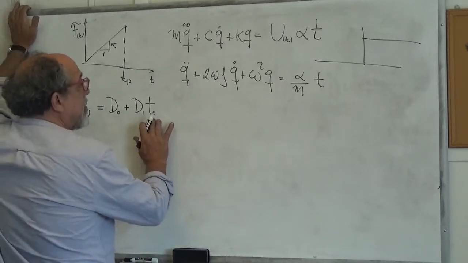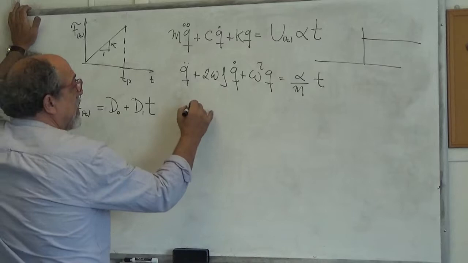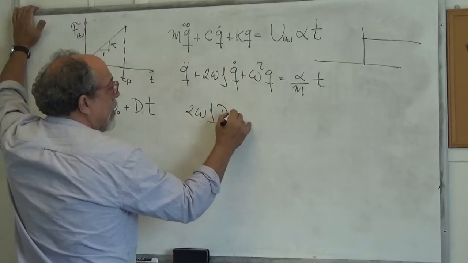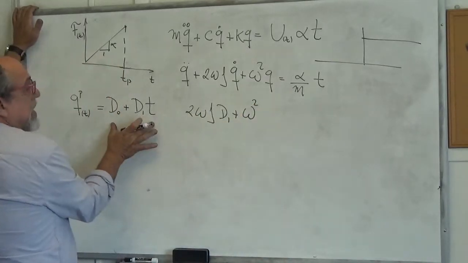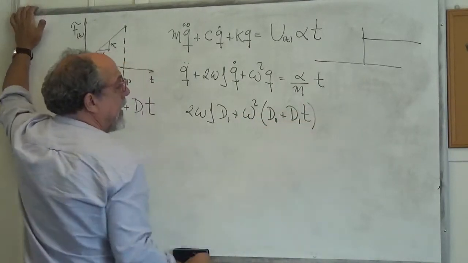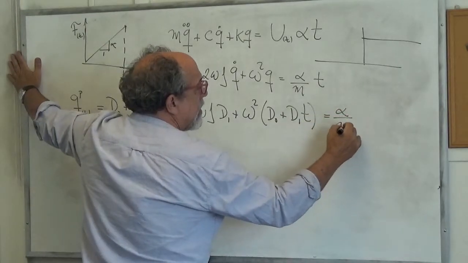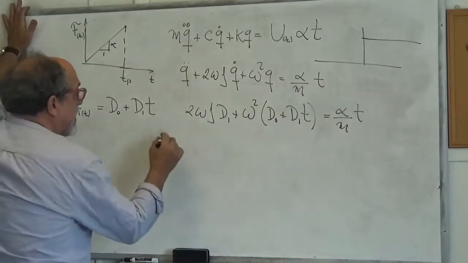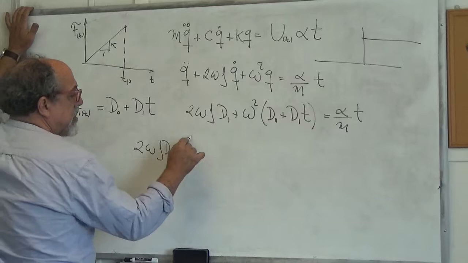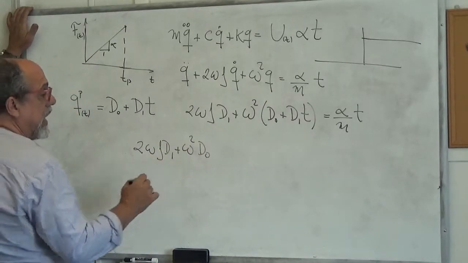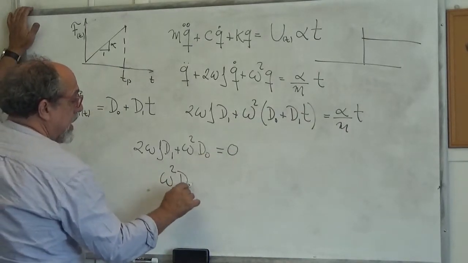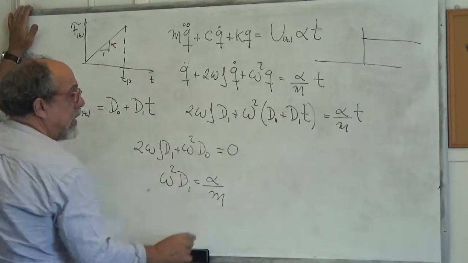So the second derivative is 0, the first derivative is d1, and so we get 2 omega times the fraction of critical damping times d1 plus omega squared times this thing, which is d0 plus d1 t, right? And that's equal to alpha over m times t. So from this side we get 2 omega psi d1 plus omega squared d0, which is 0, and omega squared d1 is alpha over m, right?